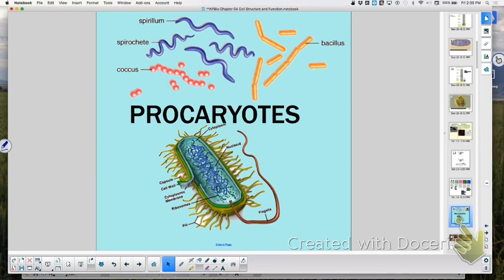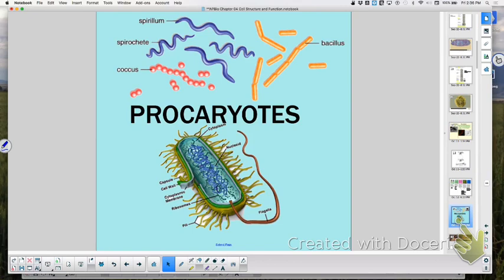What can be attached to that outermost layer? Fimbriae, and they help it attach. What else could extend out of the outermost part? Flagella. And a sex pilus, which helps with conjugation.